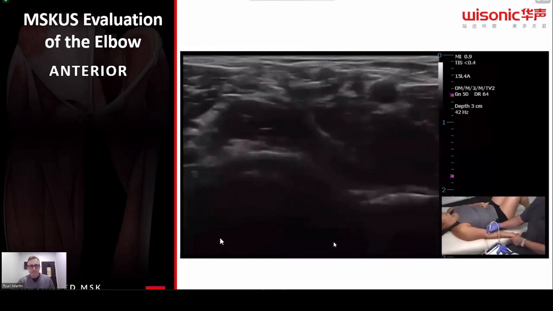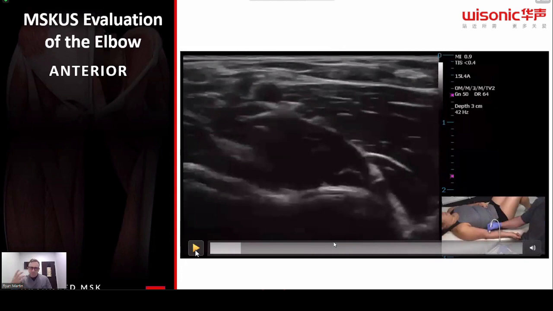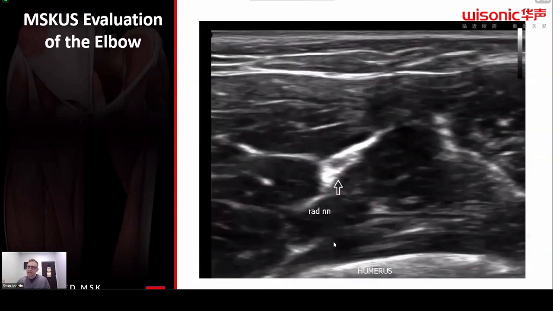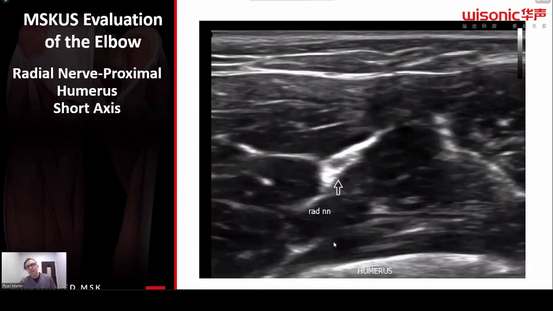And I tell you, when you start doing these repetitively, it gets easier and easier over time. The anterior elbow, out of all the structures, is probably the most complex. There's the most anatomy, there are the most neurovascular structures in there. There's a lot going on in the anterior elbow, and that's why repetition is key.